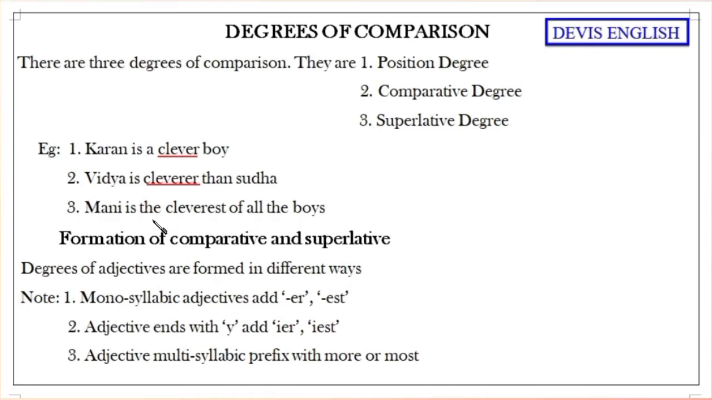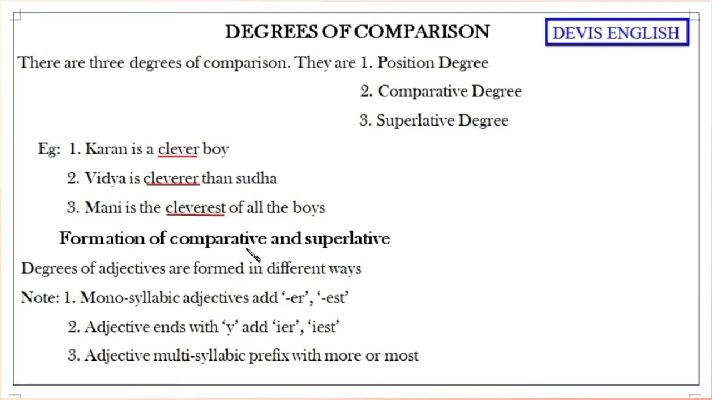Mani is the cleverest of all the boys. Here the noun Mani is compared with the remaining boys, all the boys. So we are using the superlative degree. Clever is positive degree. Cleverer is comparative degree. Cleverest is superlative degree. It is called degrees of comparison. When we change it from one form to another, the meaning of the sentence does not change. Keep that in your mind.